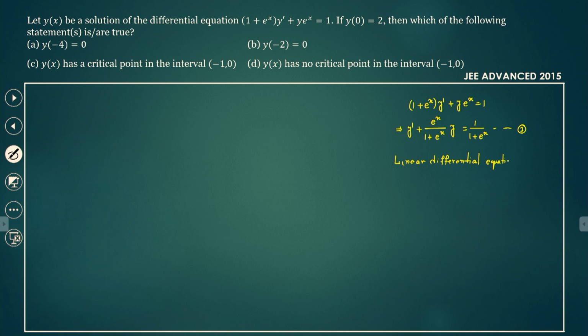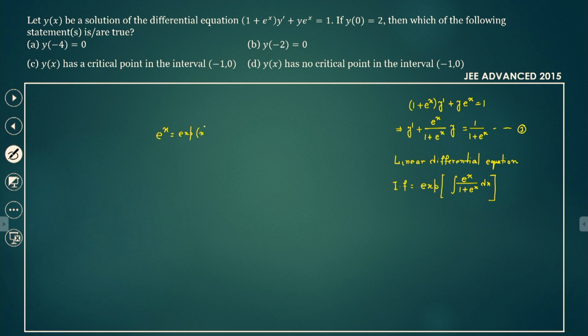As it's a linear differential equation, we'll go forward with the method of integrating factor. So what is the integrating factor? It is e to the power, so I write exponential of the integration of e to the power x divided by 1 plus e to the power x dx. So e to the power x can be written as exp of x.